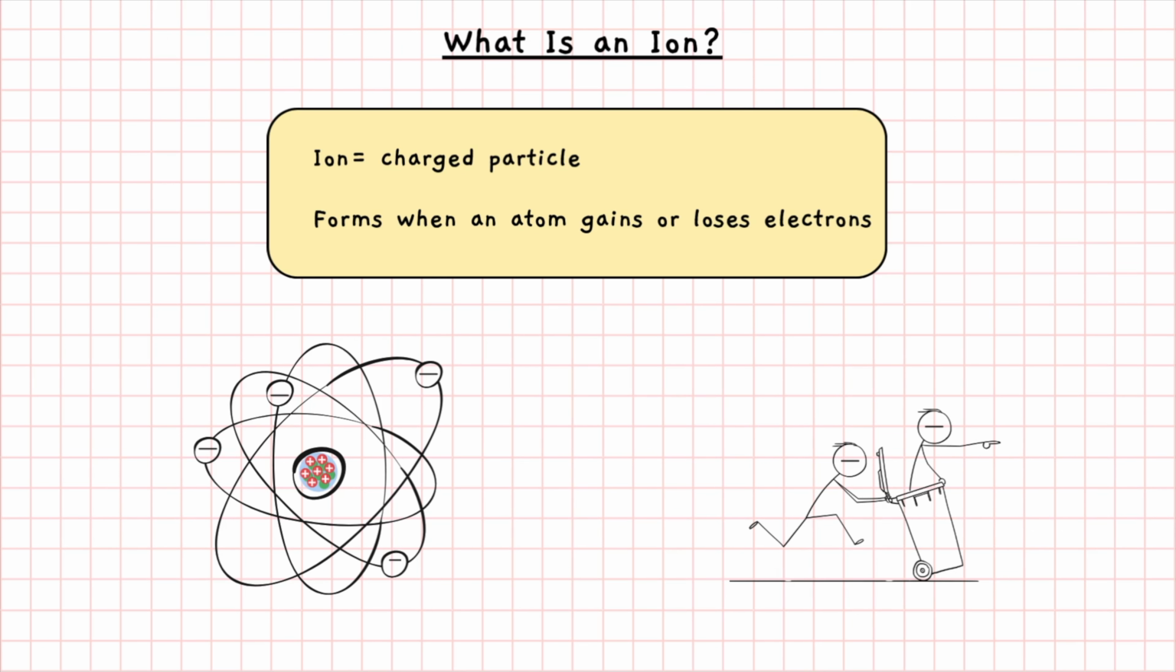An ion is simply a charged particle. Look at the atom diagram. When electrons move, the balance between protons and electrons changes. Protons stay the same, only electrons are gained or lost. That's what creates a charge.